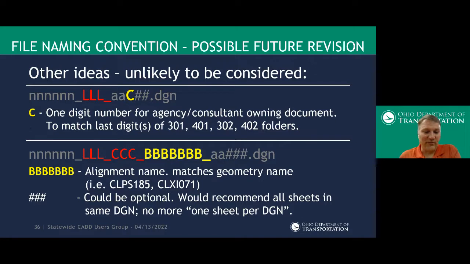At that point, if you did something like that, the file code or that number would kind of be optional. And really, when it comes down to the plans production, you were recommending 1 sheet per DGN in most cases anyway. So we may not always need that, but there's probably a lot of different scenarios at play. So those are the 3 ideas that we've been tossing around.